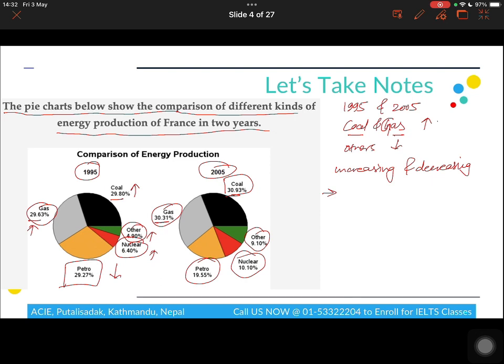Now, while looking at the increasing and decreasing trends, we are also going to group key components on the basis of similar trends, right?